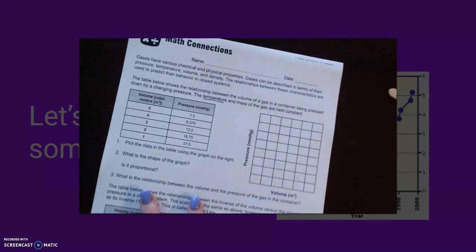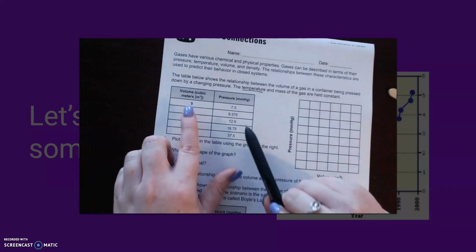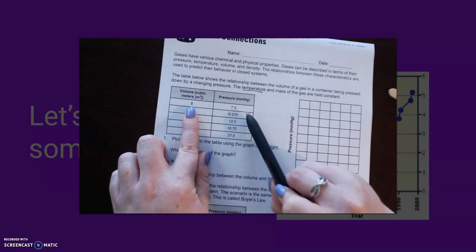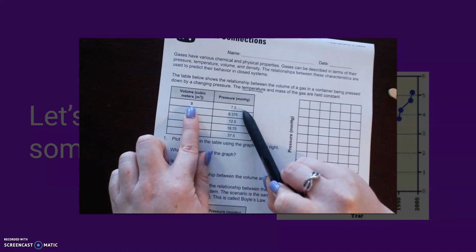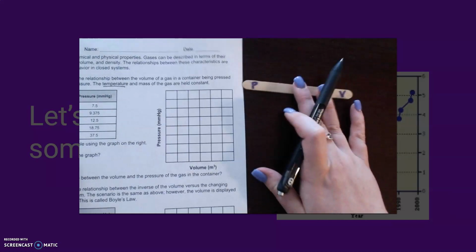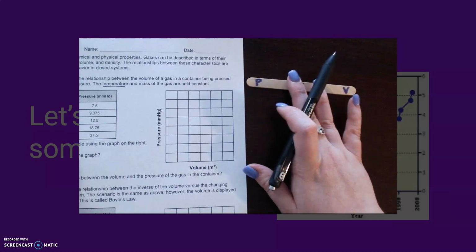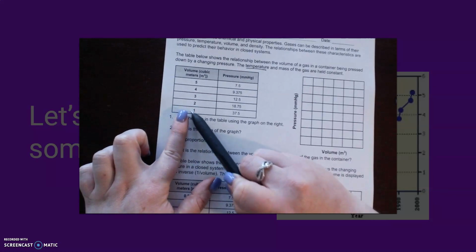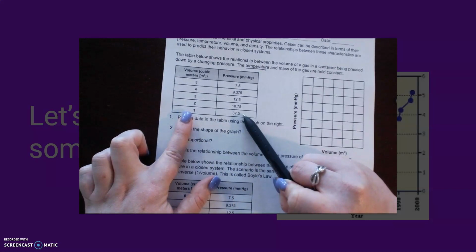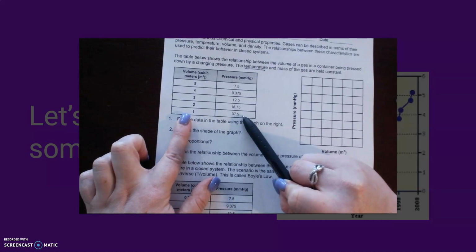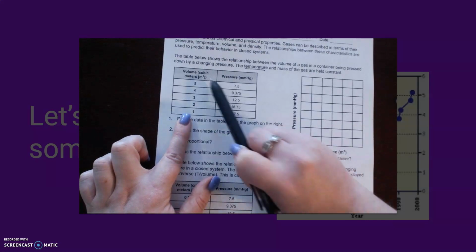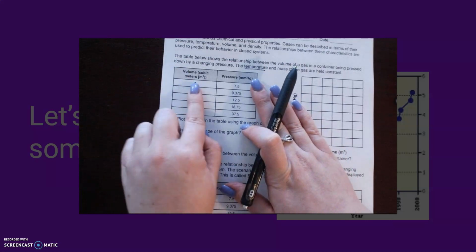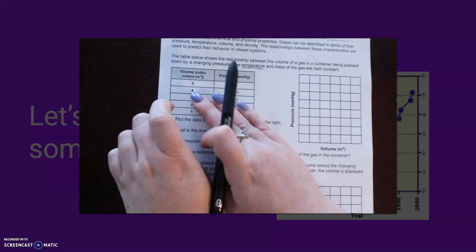So when I look at my data table first, before I start graphing, I see that my highest number of volume, 5 cubic meters, has the lowest amount of pressure. And that does line up with what we just did with the popsicle stick. If I look at my lowest volume, 1 cubic meter, I'm going to notice that I have the largest number for pressure. So this does line up. So I'm going to go ahead and graph that relationship between the volume and the pressure in this container.